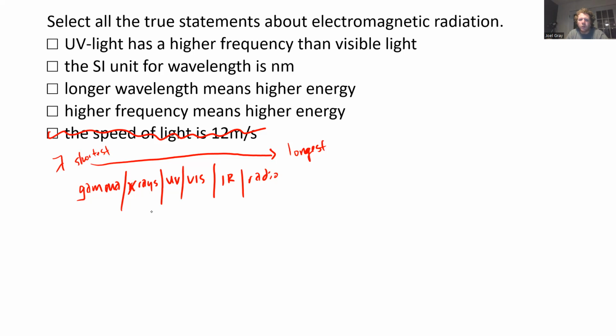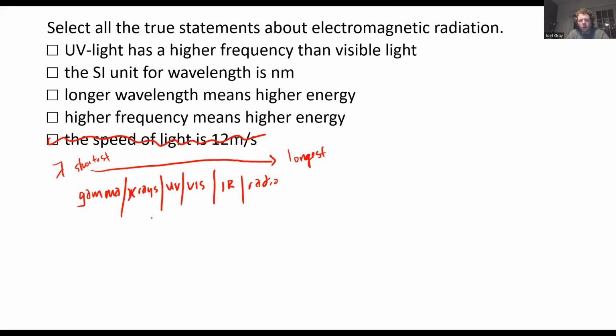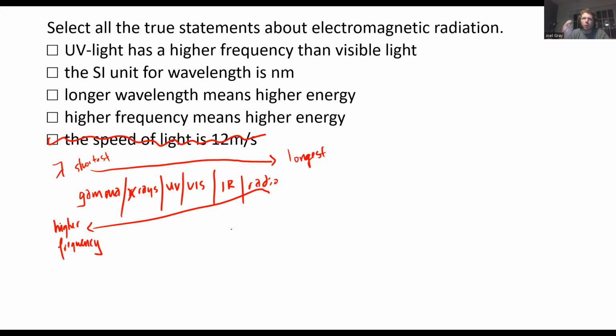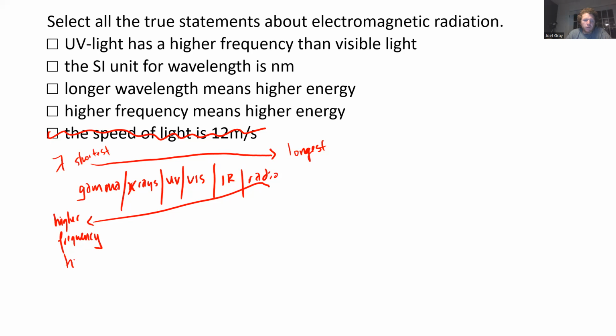Now, a relationship that exists between wavelength and frequency is that the shorter the wavelength, the higher the frequency. Therefore, the longer the wavelength, the lower the frequency. So it's number of events per second. If the wavelength is super short, it's going to occur many times in 1 second. Now, what that also means is, well, higher frequency is higher energy.